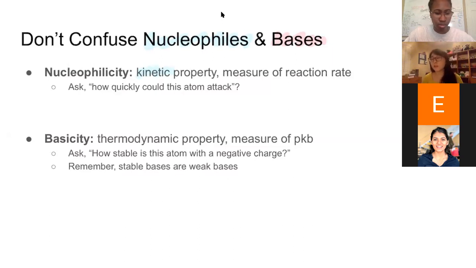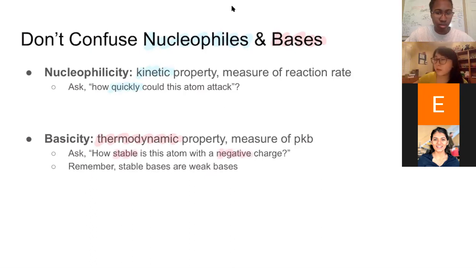So what you want to remember is that nucleophilicity is a kinetic property. So it's going to be a measure of reaction rate because remember, kinetics is going to be the energy of motion. So you want to be thinking how quickly could this atom or molecule or ion attack something. On the other hand, basicity is going to be a thermodynamic property. It's going to be related to pKb, pKa. And when you think about basicity, you want to think about how stable is this atom or molecule or ion with negative charge.